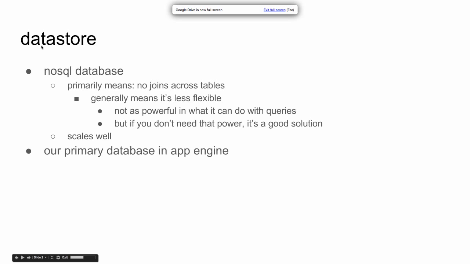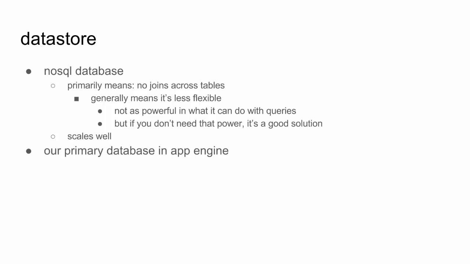So data store is a NoSQL database, which primarily means you have no joins across tables. And it generally means it's less flexible. It's not as powerful as what you can do with queries. But if you don't need that power, it's a good solution, right? And the benefit is it scales really well.